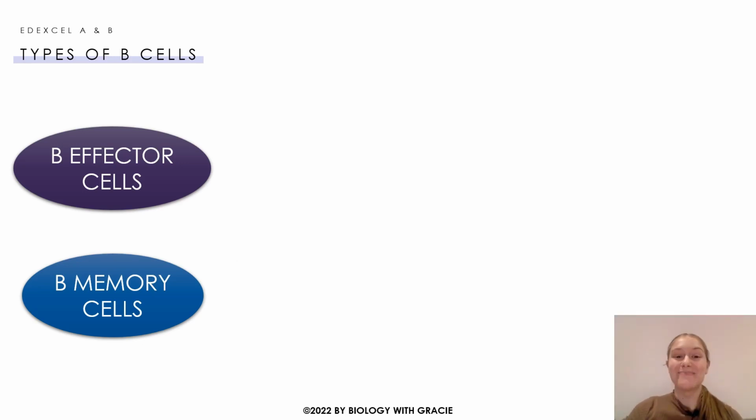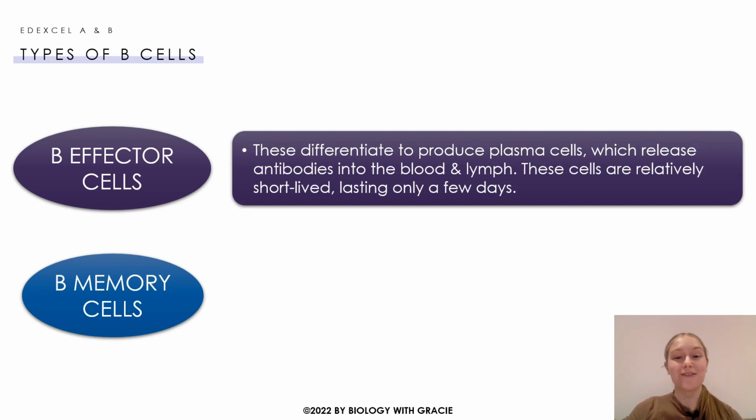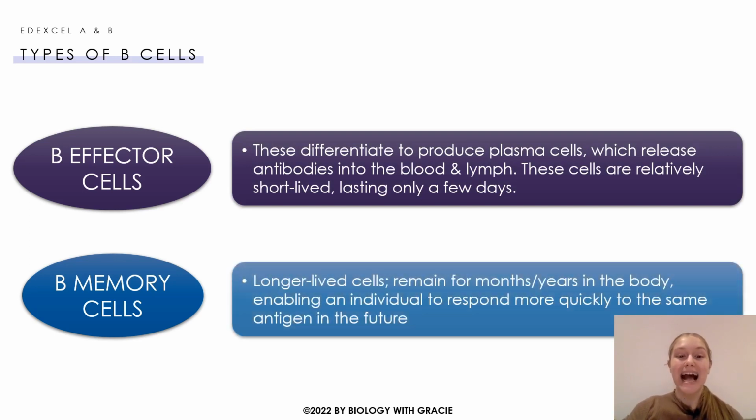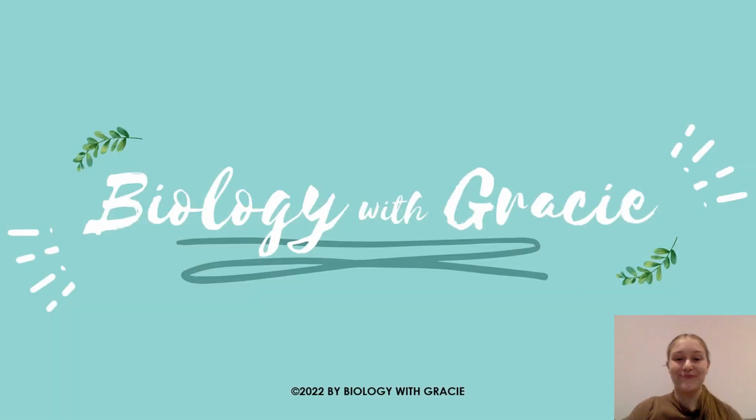So it is the B effector cells, which are the ones that differentiate into plasma cells, releasing antibodies into the blood and lymph. And then it's the B memory cells, which are the longer-lived cells, usually remaining in the body for months or years, which can enable that individual to respond more quickly to the same antigen in the future during a secondary immune response.